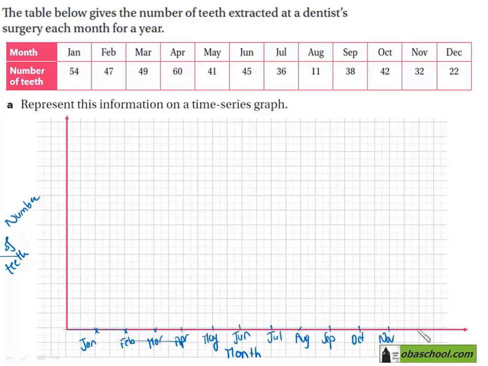So let us go ahead and put the months of the year on the x-axis. As for the y-axis, we should put the number of teeth. Now for the scale, I'm going to use a scale that is suitable for the numbers, which is jumping by 20 as we go up. So we're going to have from 0 to 60. And so for the month of January, we had 54. For February, we had 47. Following that, we had 49 for March, 60 for April, and so on.